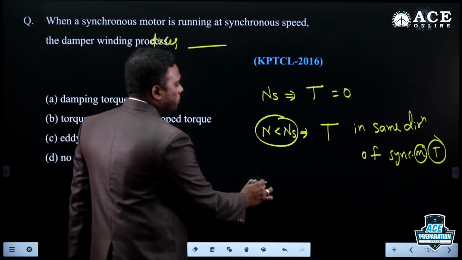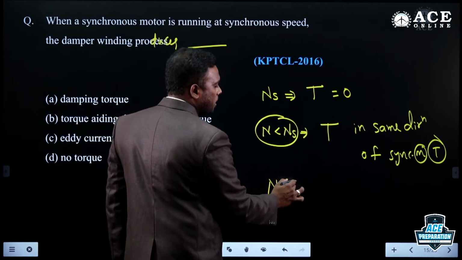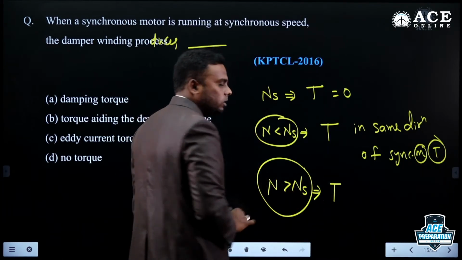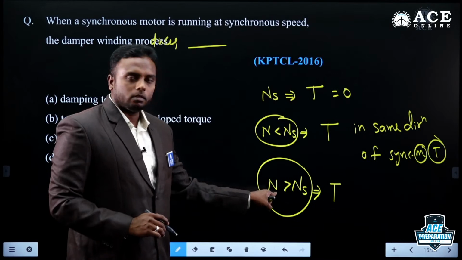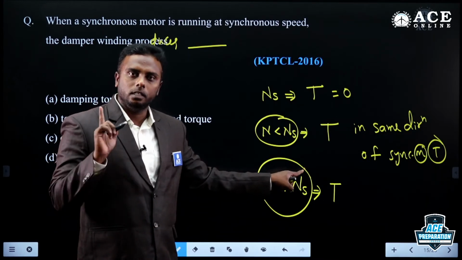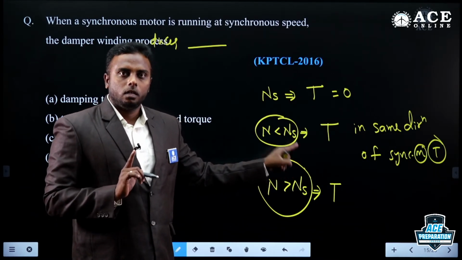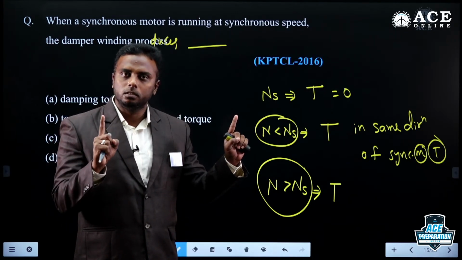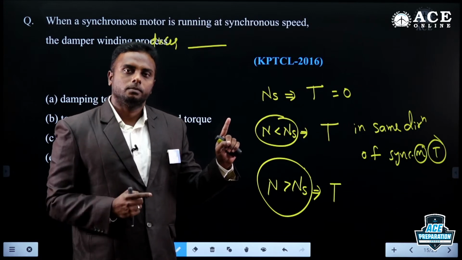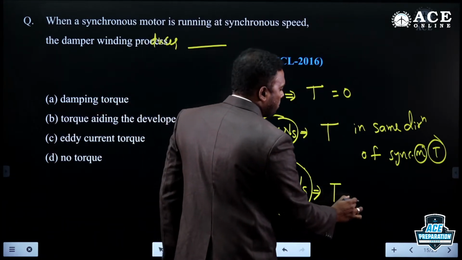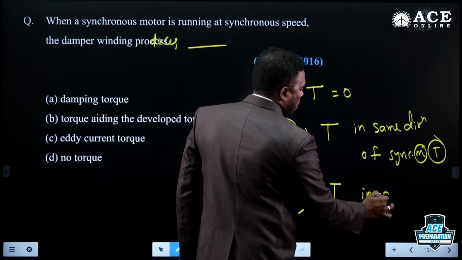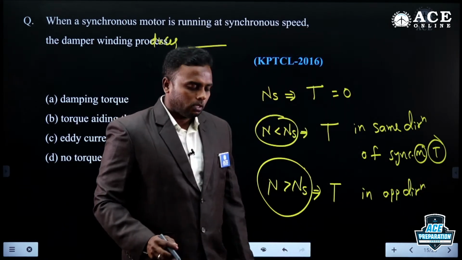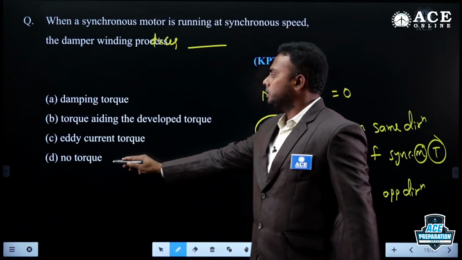Okay. Suppose the speed of the motor becomes greater than synchronous speed. Now also there is a torque in the synchronous motor. But what is the principle? N greater than Ns is the induction generator principle. Now in a generator, as I said previously, the torque produced is always in the opposite direction of rotation. So the torque developed by the damper rods is in the opposite direction of the motor torque. So from the given options, no torque is the correct one.